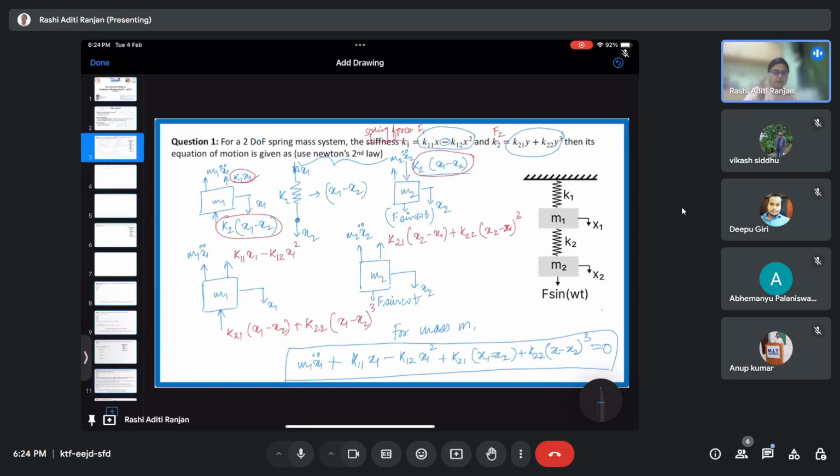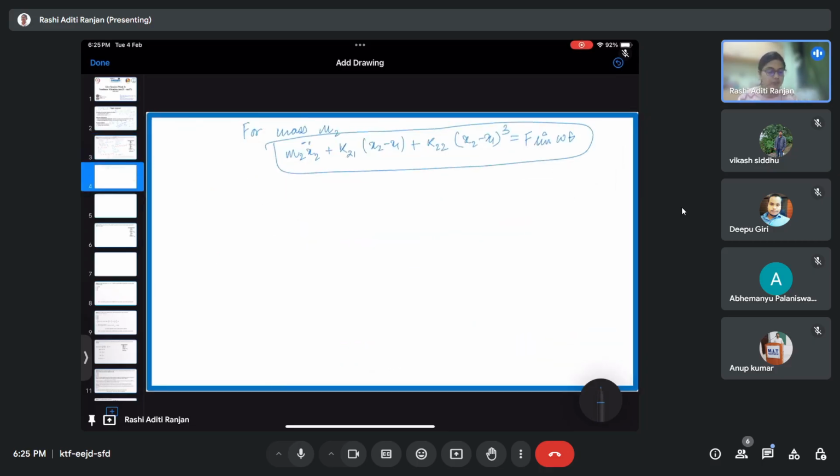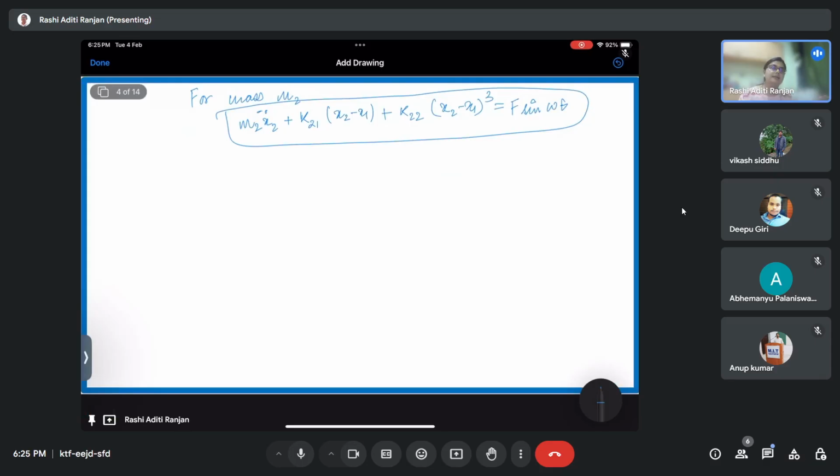I hope this is clear. This was a very simple thing, but I thought that we'll just discuss it so that it will be easier for you to find the equation of motion, right? So in case you have any question where the mass of the spring is given, the damping of the dashpot is given, and after that the spring force is given, which is nonlinear, now I guess you people can solve the equation.